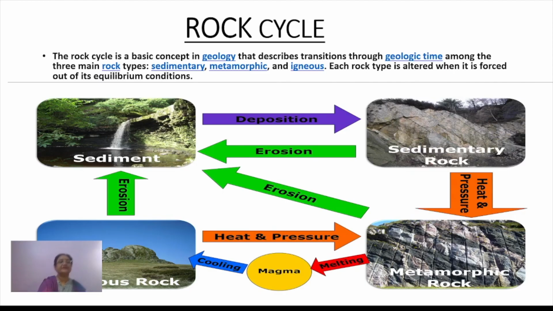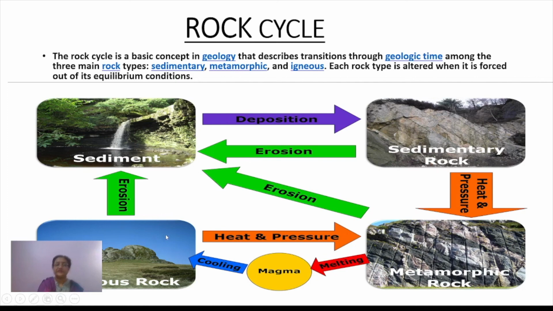The other way you can understand it: the rock cycle is a basic concept in geology that describes transitions through geologic time among the three main rock types: sedimentary, metamorphic and igneous rocks. Now you can see here igneous rock. Suppose first igneous rock, when it gets eroded, sediments are formed. Sediments are then deposited. You can see here this arrow. The resultant rock is sedimentary rock. Again under heat and pressure, metamorphic rock is formed. Again metamorphic rock melts, magma is formed, and cooling of magma results into igneous rock.